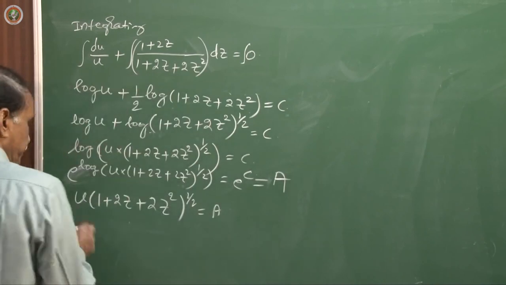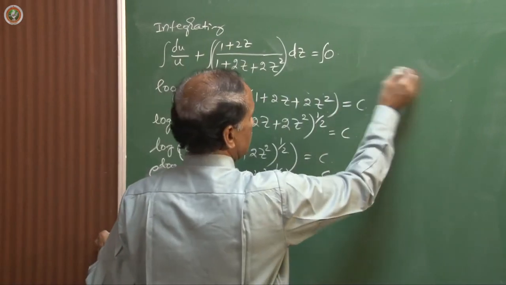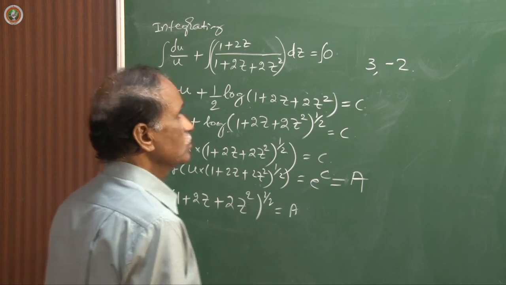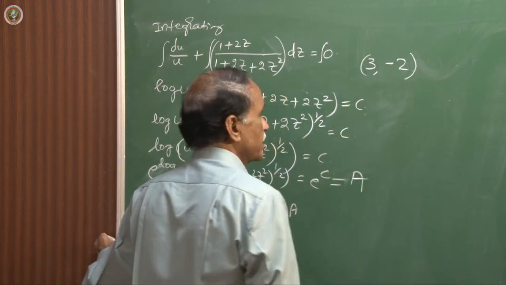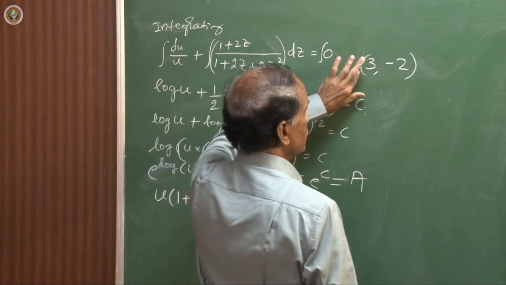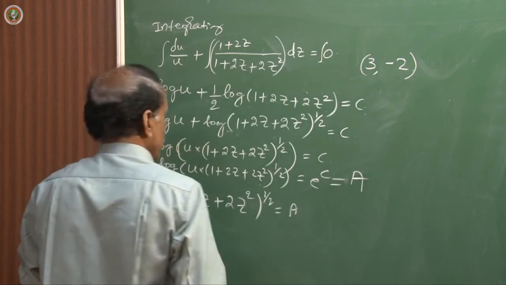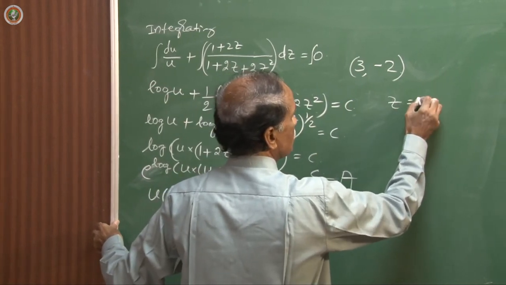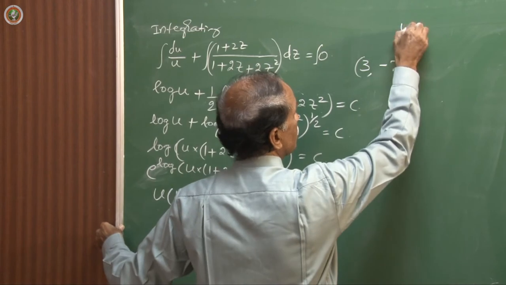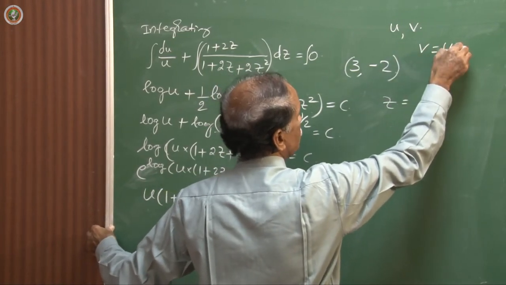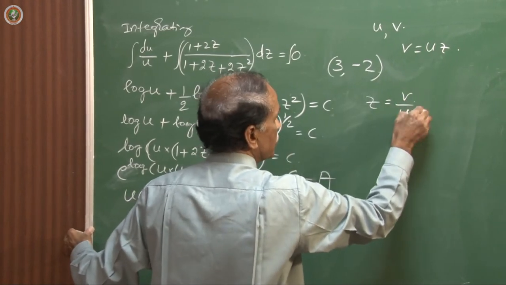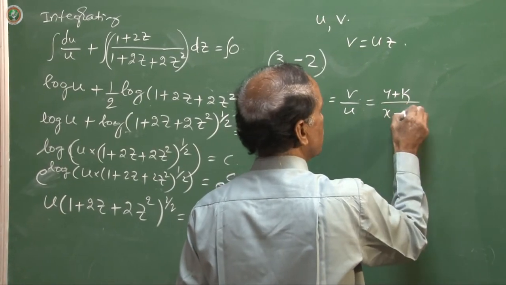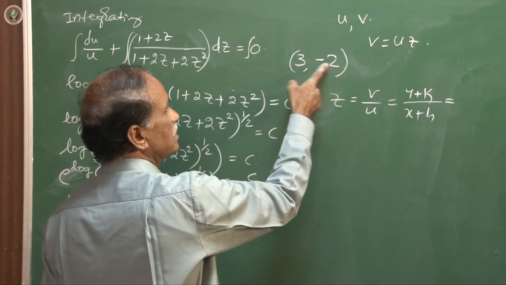What is the value of u? Actually the point of intersection you had was 3 comma minus 2, right? 3 comma minus 2 was the point of intersection. Then x is equal to 3 and y is equal to minus 2. Therefore, you have to substitute back. What is the value of z you had taken? z is equal to v by u, since v is equal to u into z. What is v by u? v is equal to y plus k and u is equal to x plus h. What is h and k? 3 comma minus 2.